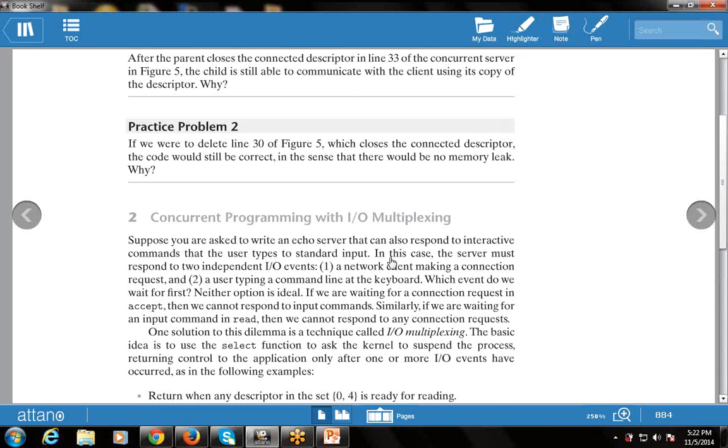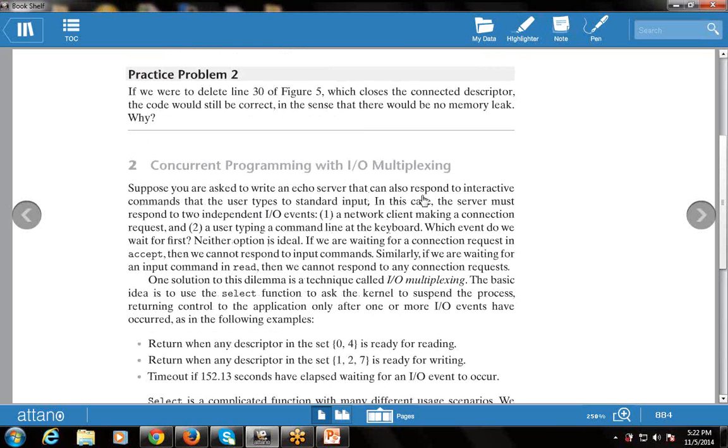Suppose you are asked to write an echo server that can also respond to interactive commands that the user types to the standard input.